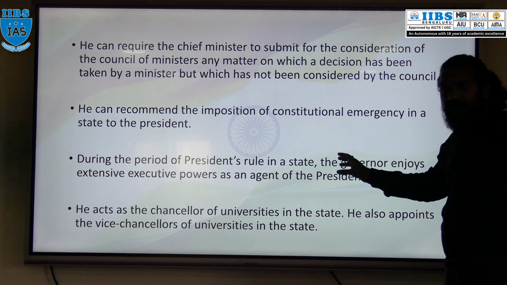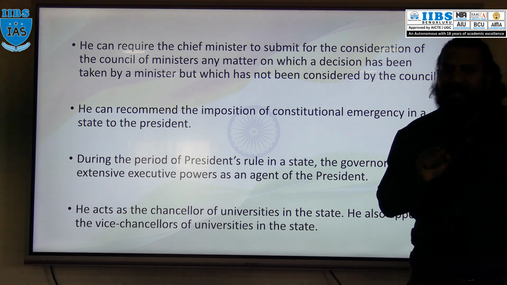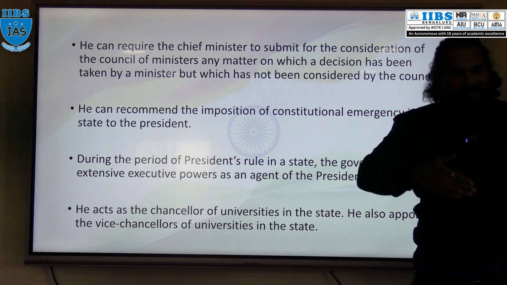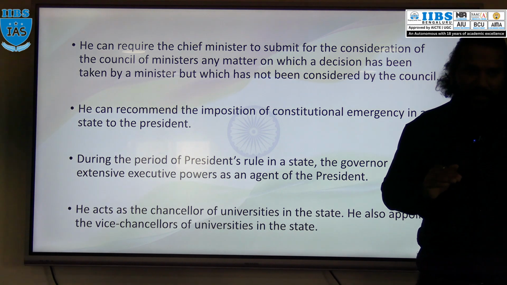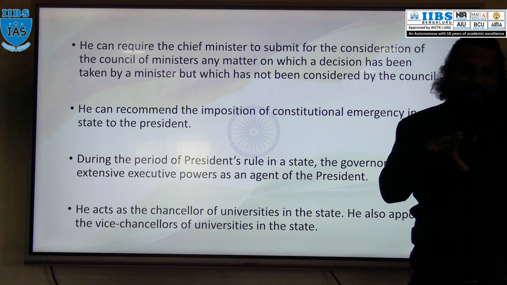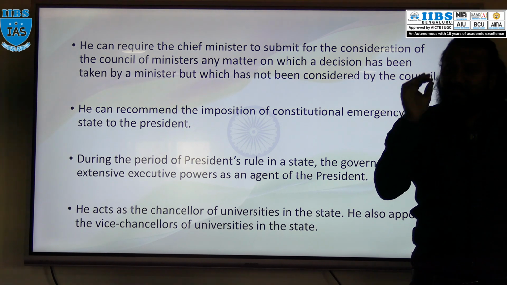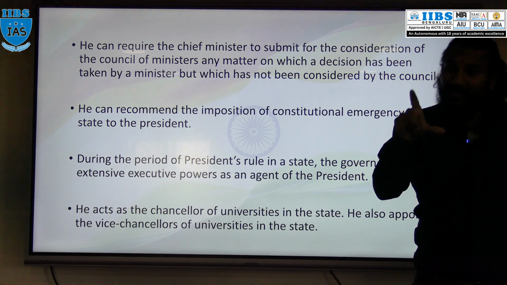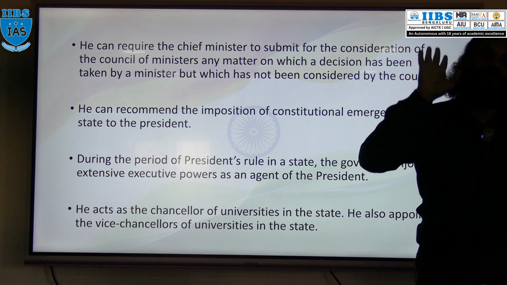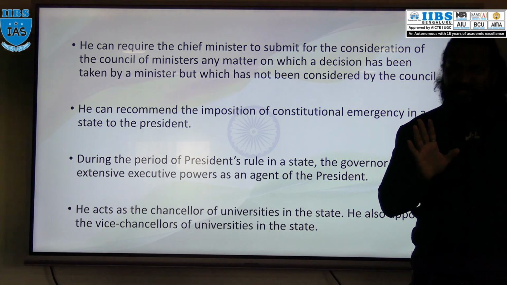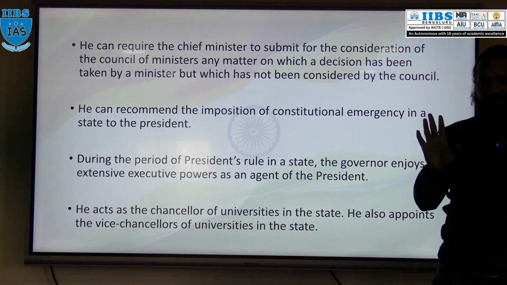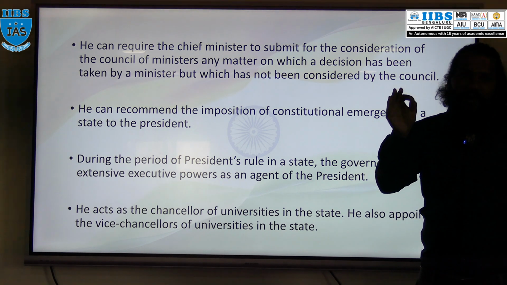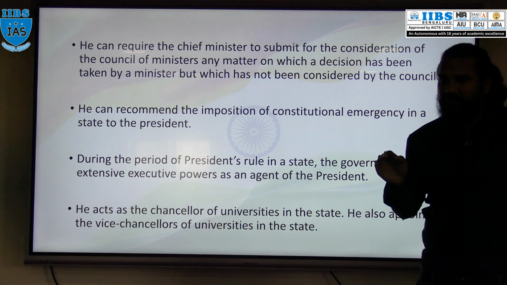Then at state level we have state universities, right? We have central universities, state universities, and private universities also. At the state level, he is the chancellor of all the state universities. In that capacity, the governor will appoint the vice chancellor of that university. You are understanding? So this is about the executive power of the governor. Got it?